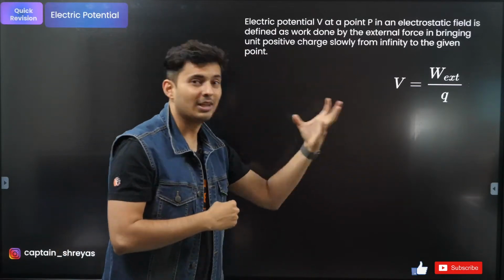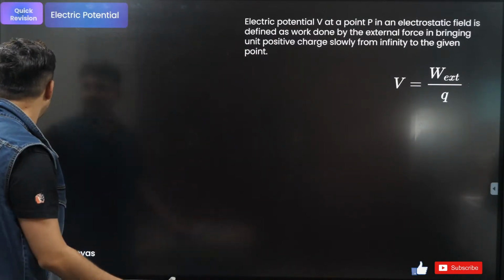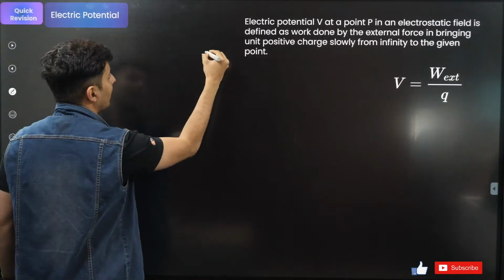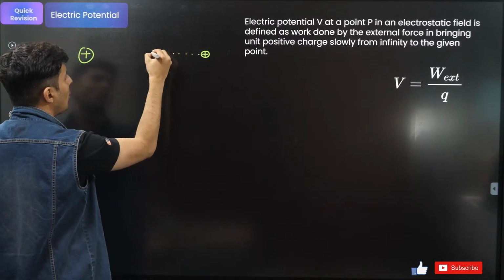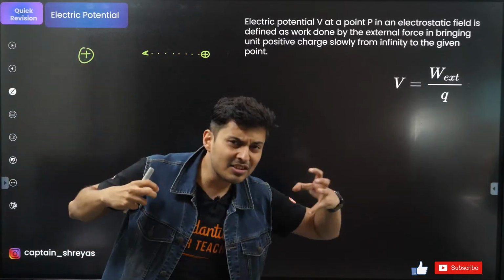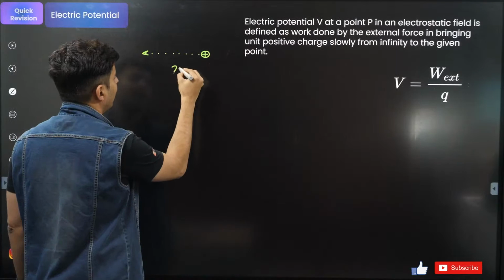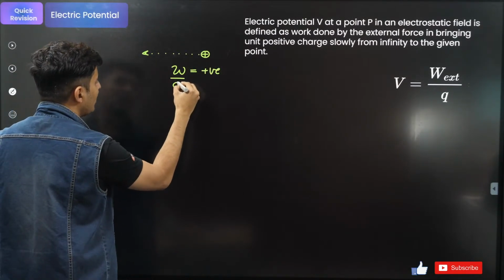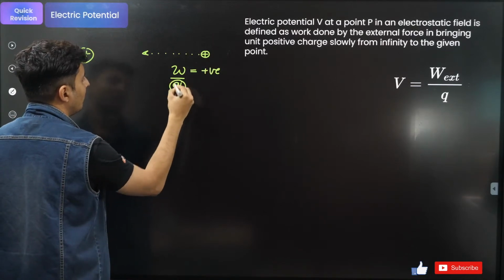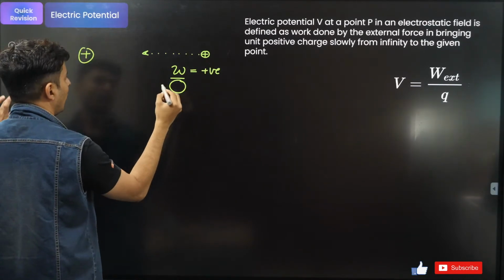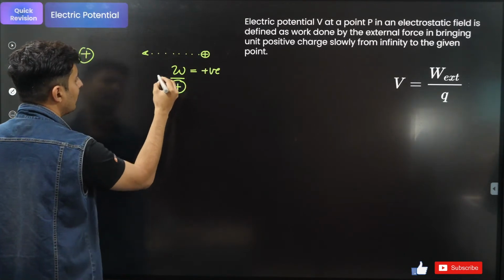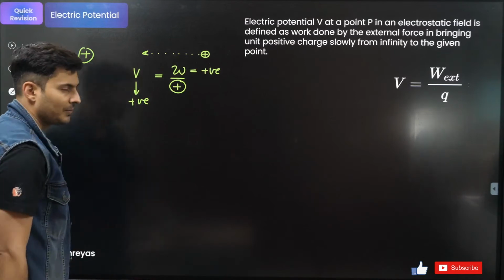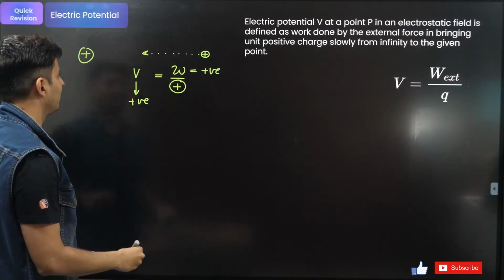Same way, if a positive charge is there, imagine if a positive charge is there, what will happen? To bring a unit positive charge, you will have to work against the repulsion. The work done will be positive. Hence, the work done per unit test charge, which is also going to be a small positive number, is also going to be positive in nature. Make sense? You will have to do work.